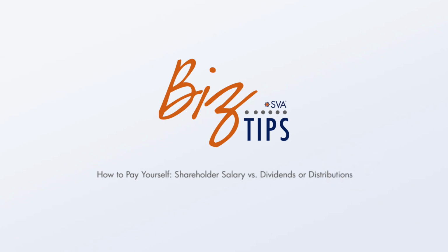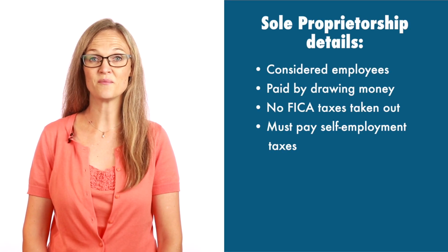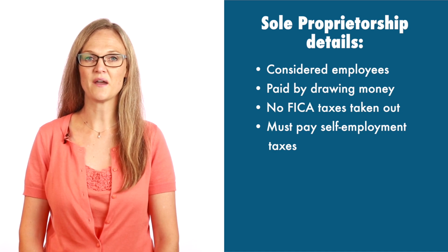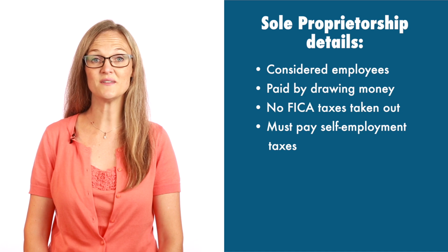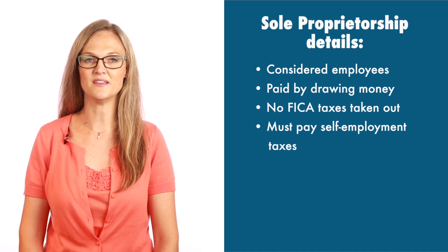Business owners need to understand the tax implications of how they draw income from their businesses. This is a complex topic, but let's start with a quick overview of options. Sole proprietors are considered employees and get paid by drawing money from the business. No FICA taxes are taken from these draws, but sole proprietors will pay what is called self-employment taxes on their individual tax return by the income generated by the business.